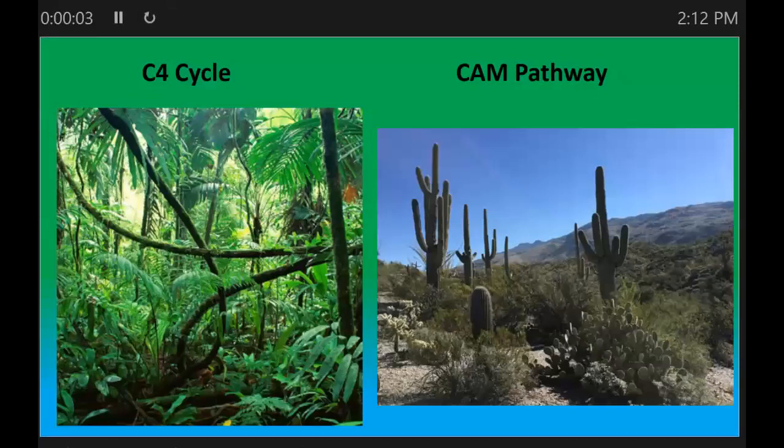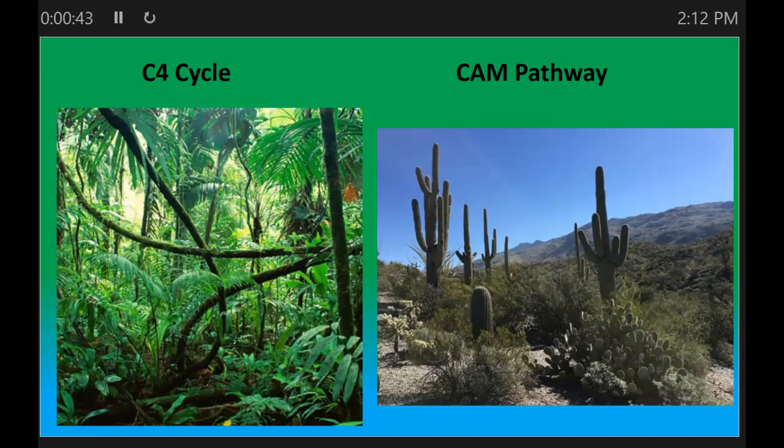So we're looking at the idea of these two cycles, the C4 cycle and the CAM cycle or the CAM pathway. These are some physiological adaptations that have been made to deal with Rubisco being sloppy and being able to take in oxygen as well. So for the C4 cycle, you're seeing a tropical jungle, and that's what we're thinking about: plants that live in and are native to tropical or subtropical conditions where you have consistently warm conditions and periods of drought, right?